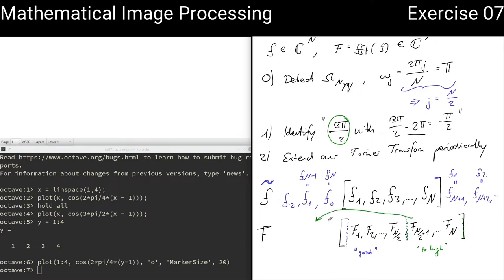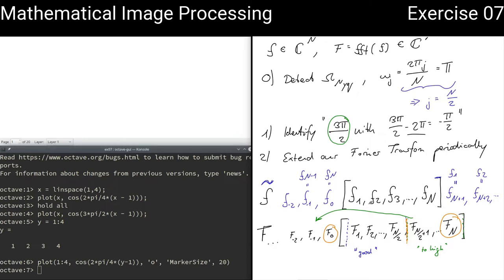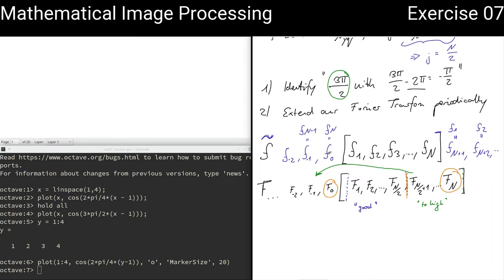But the Fourier transform originally was not defined for coefficients here. Once I extend my Fourier transform periodically by saying, okay, I have here f0, here I have f minus 1, f minus 2, and so on, I can now just identify this one here with f0, with fn, and so on. So I just take this half of my Fourier transform coefficients and I write them left of the coefficients that are good, in the sense that the frequencies that I find there are easy to interpret. Okay, so let us focus on this last part here with the Fourier transforms.